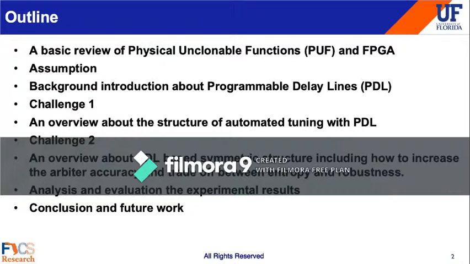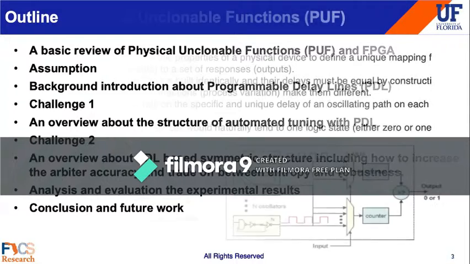including how to increase the arbiter accuracy and the trade-off between entropy and robustness. And then I will analyze and evaluate the experimental results. And finally, we will have a conclusion and a future work discussion.